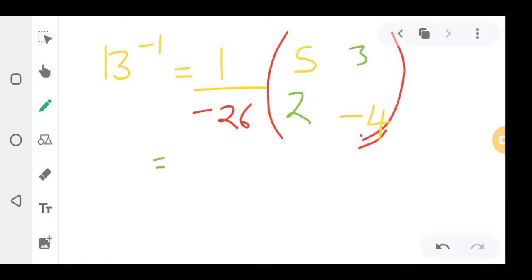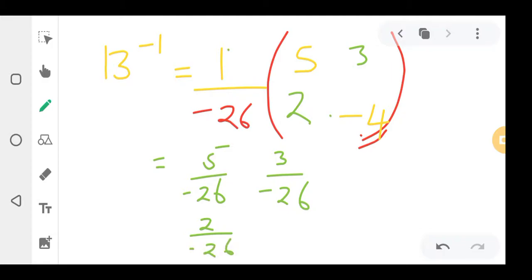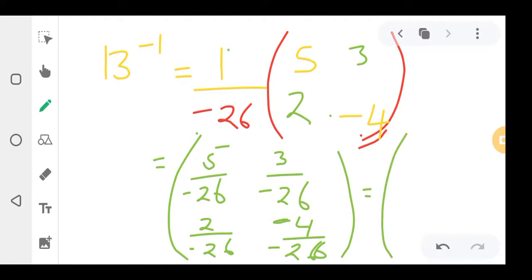So here you multiply, that will be 5 over negative 26. The negative goes down. Again 3 over negative 26. Then we have 2 over, again you multiply, negative 26 down again. Again to be negative 4 over negative 26. Then it's like this, what is my final answer?